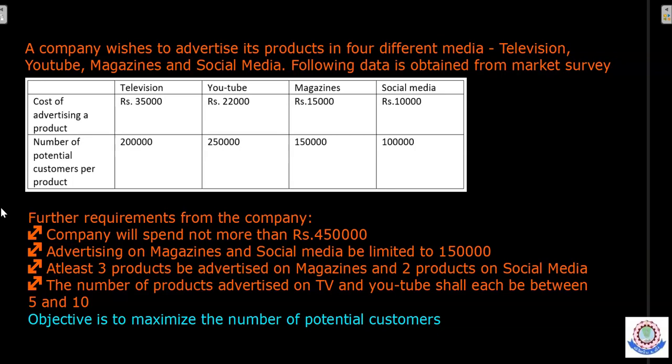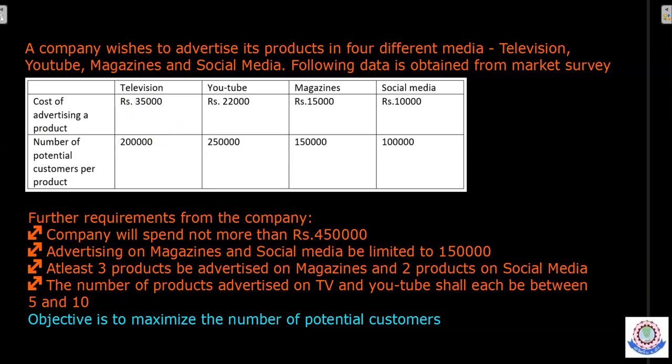Further, other requirements from the company are: the company will spend not more than ₹4,50,000 on these advertisements. Advertising on magazines and social media is limited to ₹1,50,000. At least 3 products should be advertised on magazines and 2 products on social media. And the number of products advertised on TV and YouTube shall each be between 5 and 10. These are certain requirements from the company. The main objective of this problem is to maximize the number of potential customers.